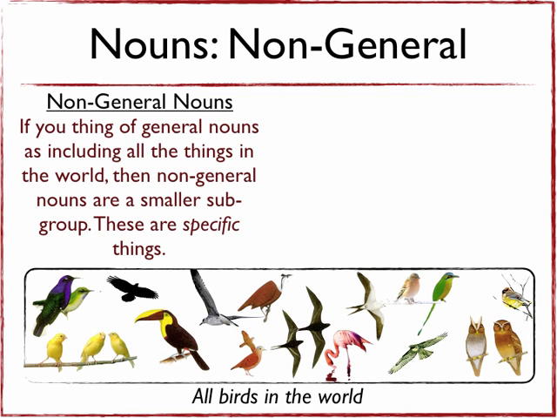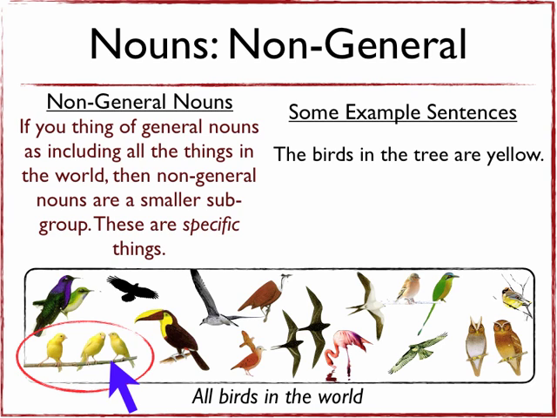Non-general nouns are specific usually. If you think of general nouns as being the entire group of something, then a non-general noun is like a small subgroup. They are specific. Let's take some examples to help understand.